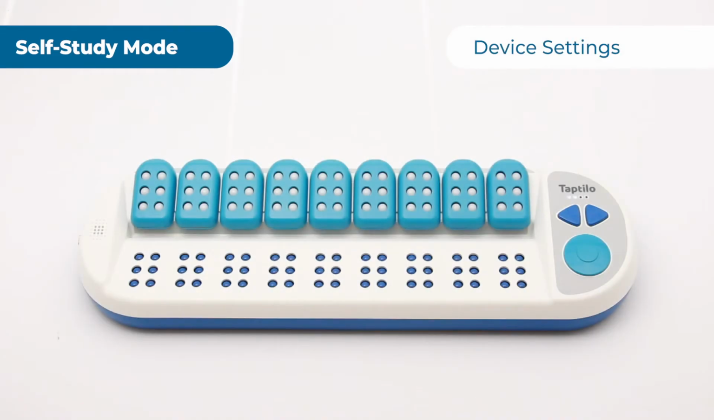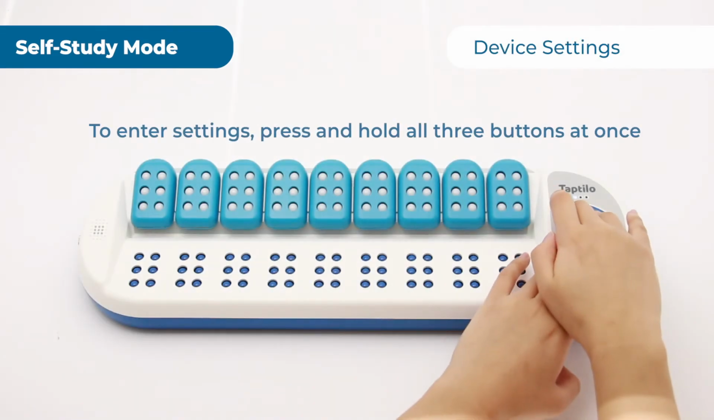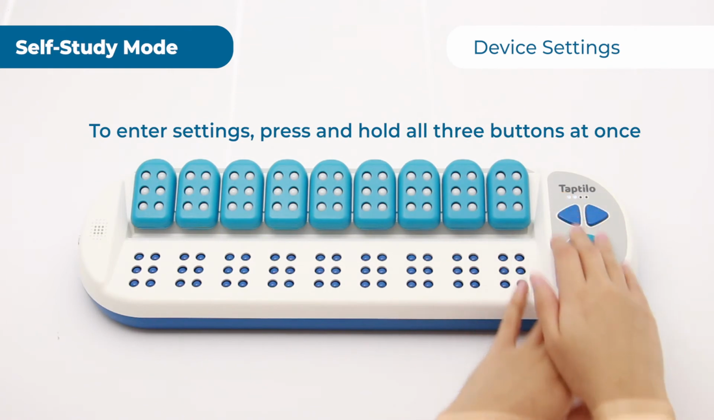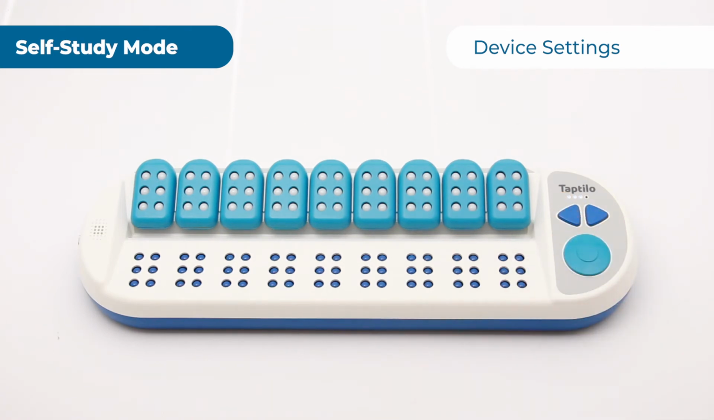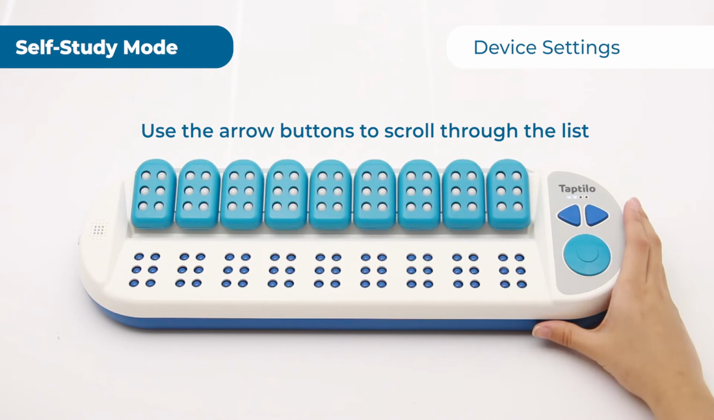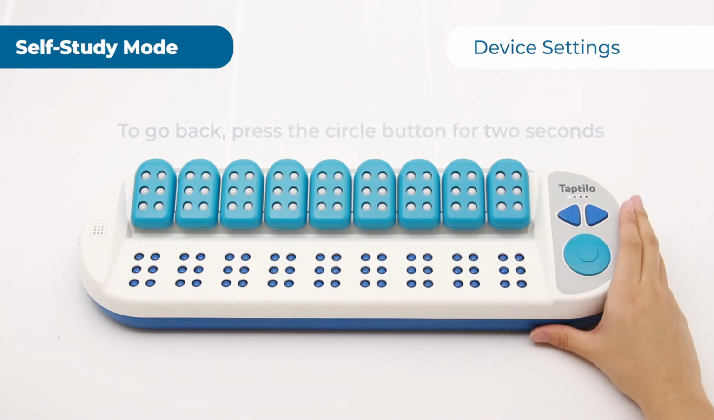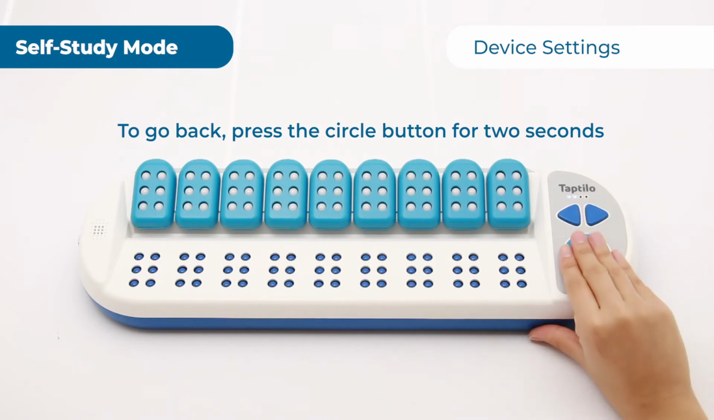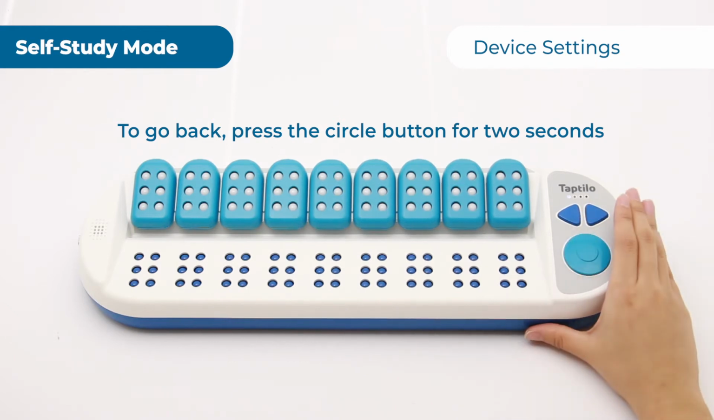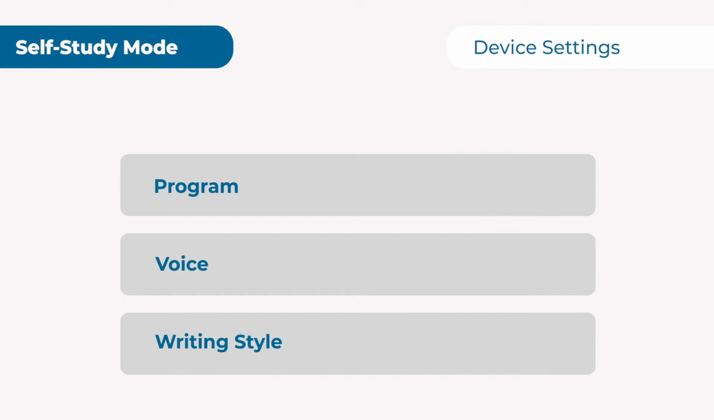Now let's learn how to use the device settings. To enter settings, press and hold all 3 buttons together for 2 seconds. Then use the arrow buttons to scroll through the list and press the circle button to select an option. Korean. To go back to the previous list, press the circle button for 2 seconds. Program. In program, you can choose between English and music.